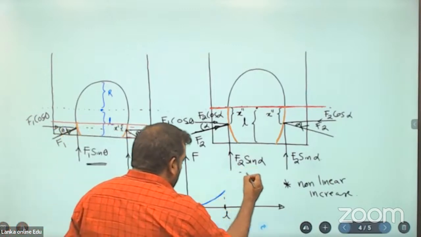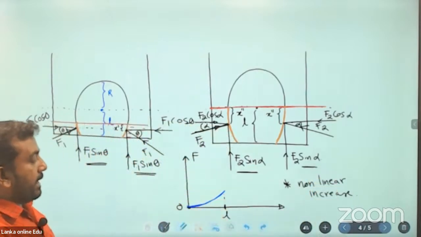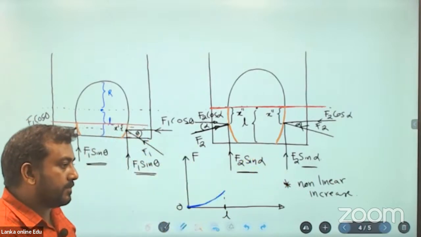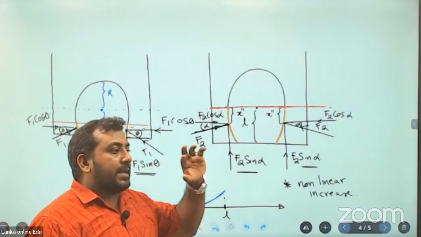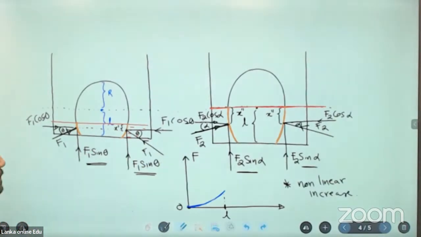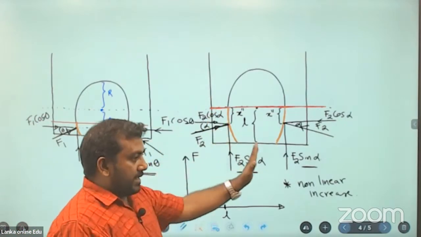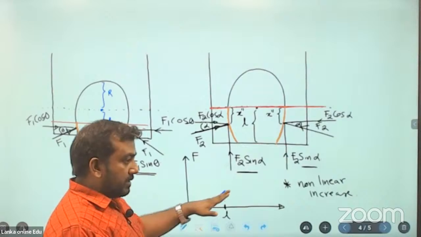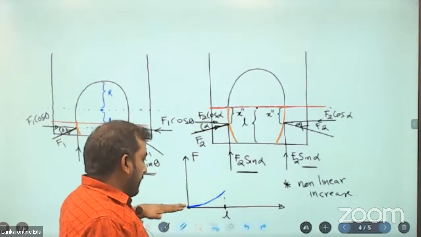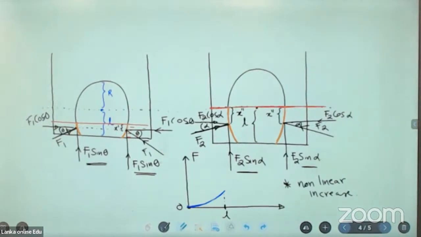The vertical pressure forces vary according to the sine component. Therefore, it is a non-linear increase. Okay. Carefully draw these to understand it's going to be sine variation and then draw this curve. So it's from 0 to L, 0 to the center point. It's going to be a non-linear increase. Carefully draw it quickly.